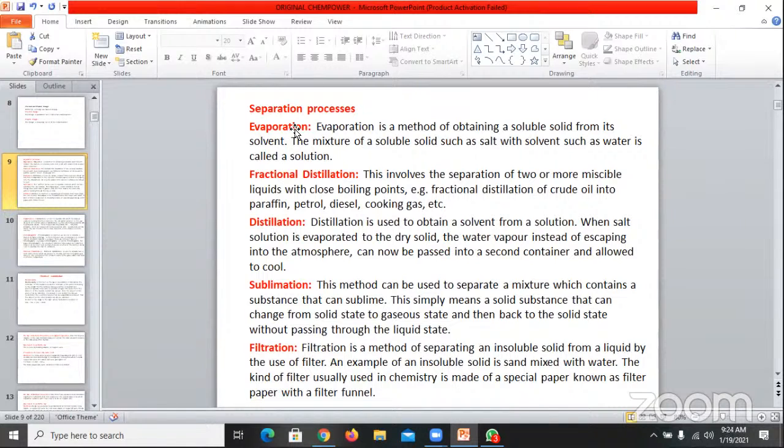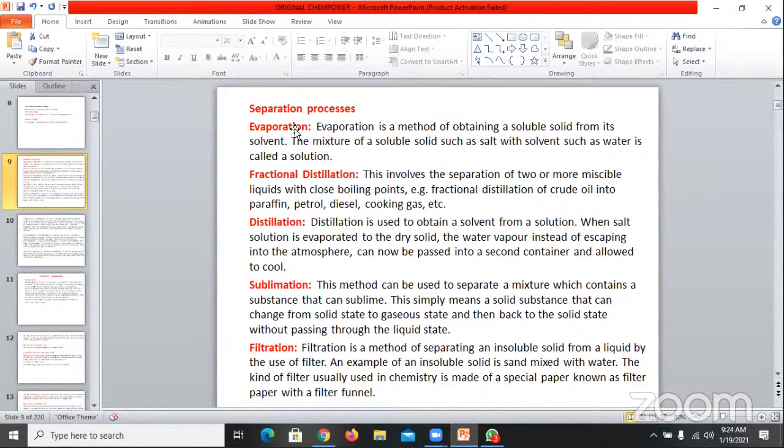The normal way that matter changes state is from solid to liquid, then liquid to gas, or from gaseous state to liquid state, then to solid. But when it does not go through the liquid state, when it goes straight from solid to gaseous state, we call it sublimation. So one of the substances involved must be able to sublime, and that is the case where you can use sublimation for the separation.